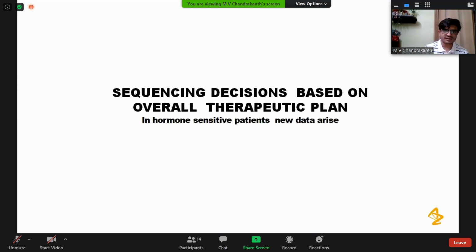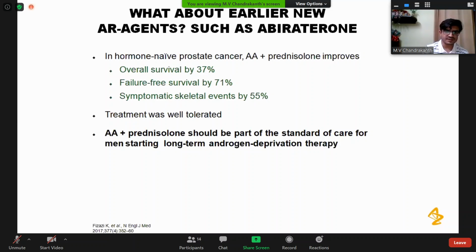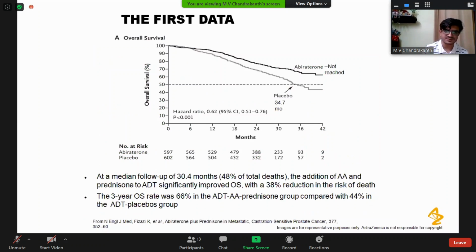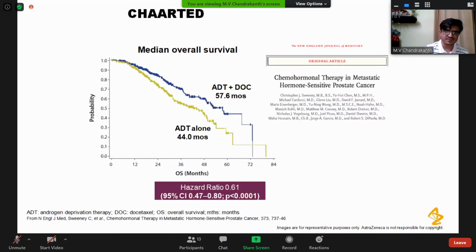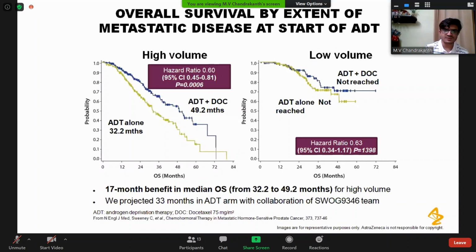So then, in the hormone sensitive setting, we have both abiraterone and docetaxel. Both have shown overall survival benefit in the STAMPEDE trial. So what we can understand is that docetaxel basically doesn't work well in low volume disease, whereas in high volume disease, docetaxel has shown survival benefit.